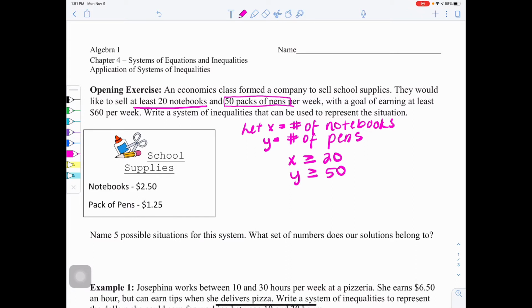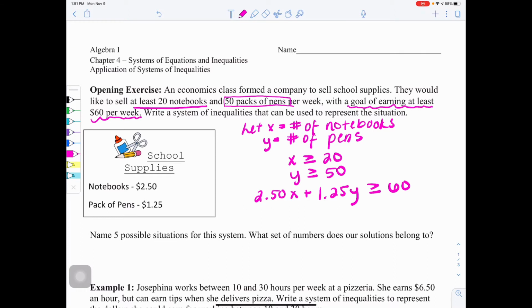And lastly, we have a goal of earning at least $60 per week. So now we're talking about bringing in the value. It's $2.50 for each notebook plus $1.25 for each pack of pens to be a total of at least $60. So again, greater than or equal to 60.